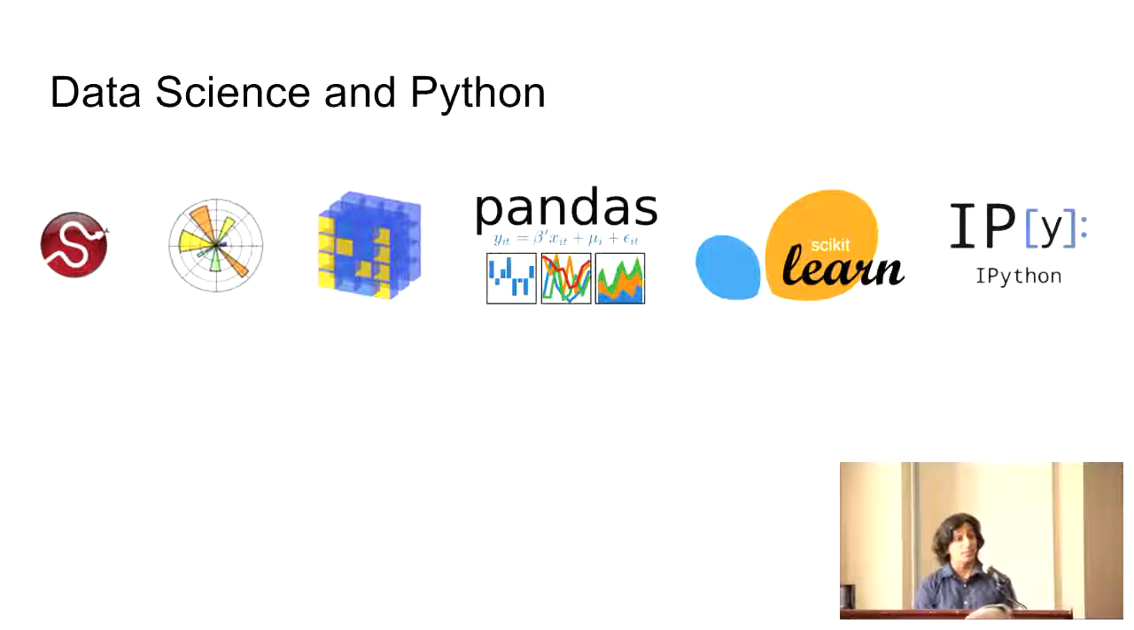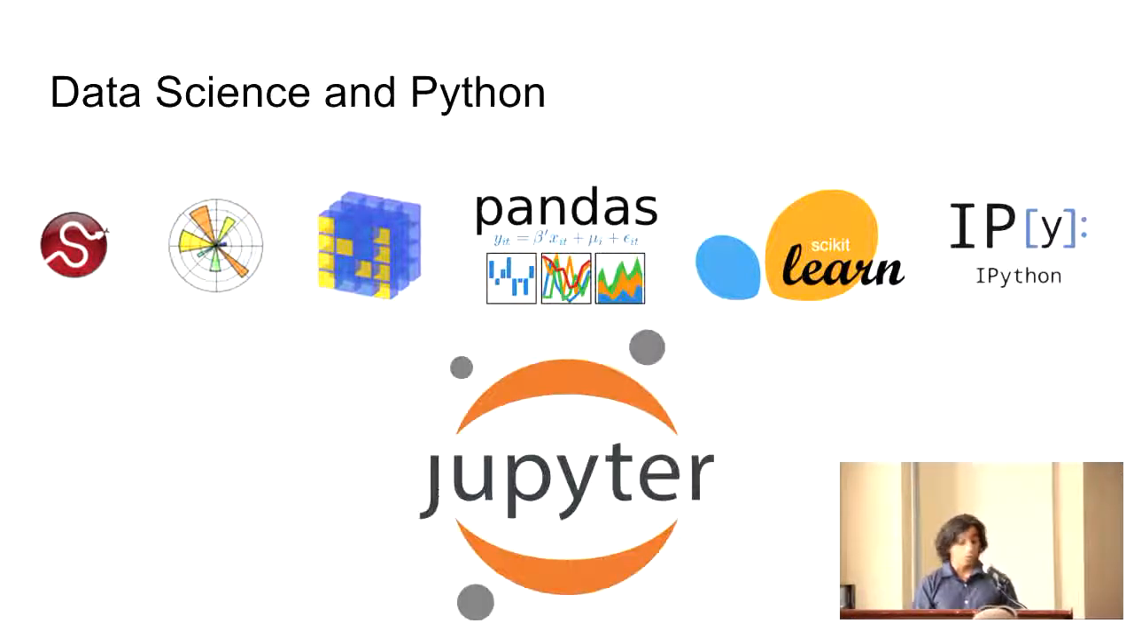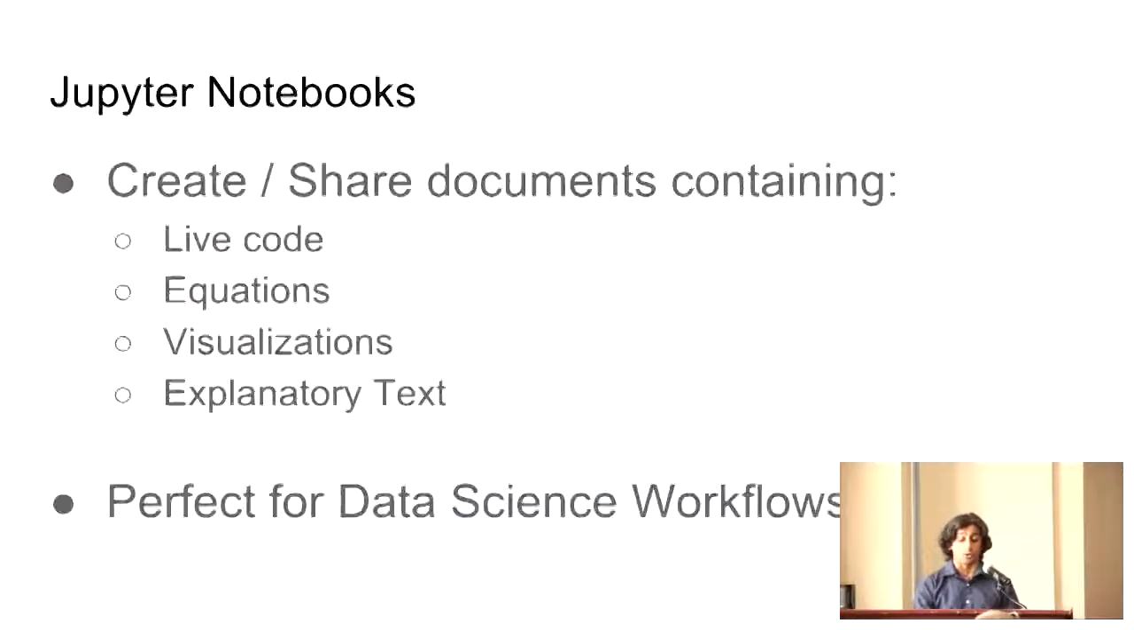There's a huge ecosystem of data science tools in Python that enable us to do a lot of analysis. And we can use the Jupyter Notebook as our data science front end to capture our process as well as our end result. So Jupyter Notebooks are a great tool that allow us to create and share documents that have live code, equations, visualizations, and explanatory text. It's perfect for data science because it makes collaboration a lot easier.